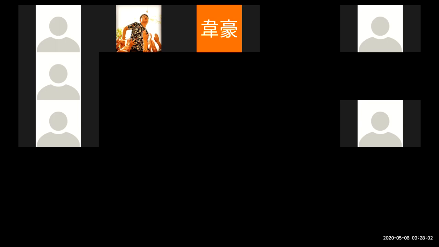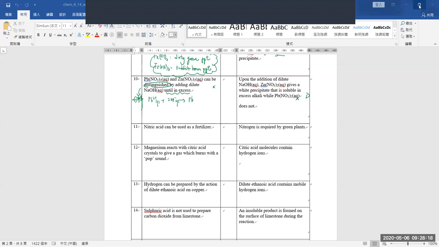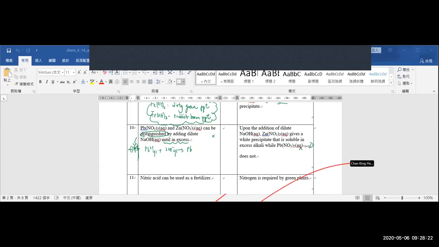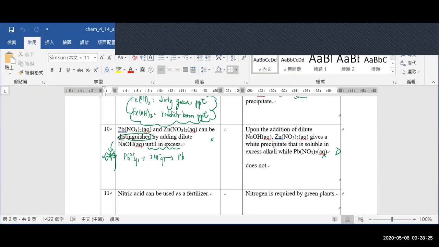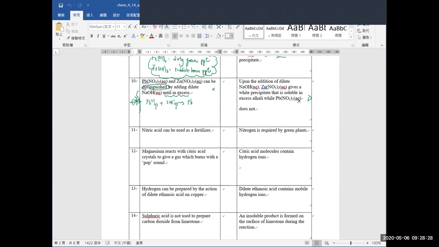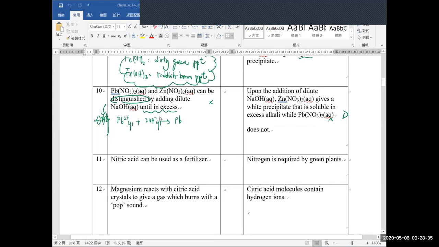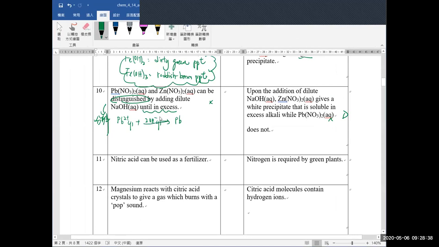Do you see that again? Take a look. Yes. Can you see that? Now we have what I've just mentioned. I just made it longer. I just mentioned that you are going to add hydroxide to it to form lead hydroxide. But once I add excess hydroxide to it, it will form plumbate.